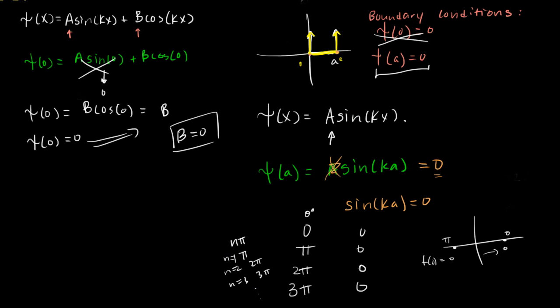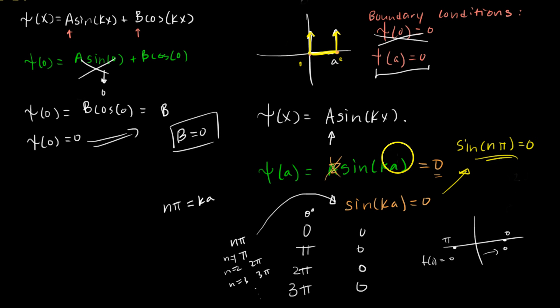So that's what we got, and then we could substitute this back in. We want n pi to be equal to ka, because sine of n pi is equal to 0. Let me just write that. It's very important to solving this. So sine of n pi is equal to 0, as we just found out.